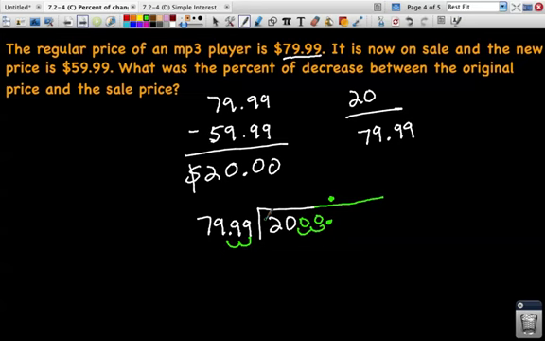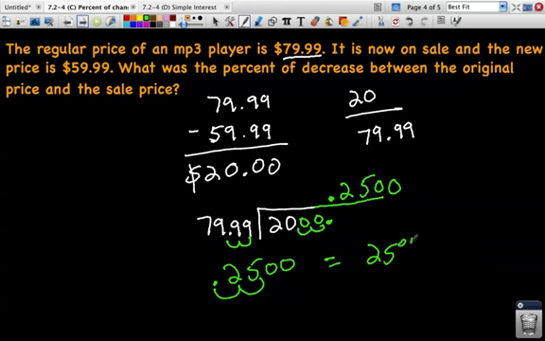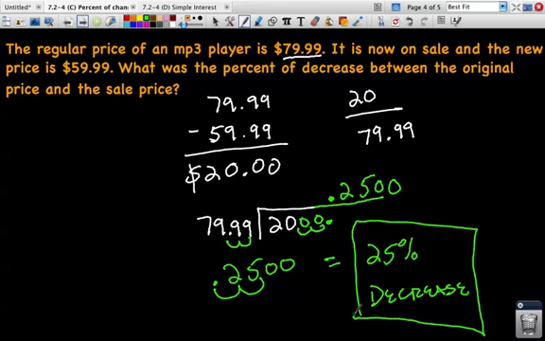And just for the sake of time, because it's going to be a long decimal answer, I'm just going to tell you what the answer was when you do that division. It's going to be something around 0.2500. We're just going to round it off because it keeps going on for a long ways. Now I have my decimal of 0.2500. I can convert this into a percentage by moving my decimal over twice. And when I do that, I'm going to get a 25% decrease. So what that means is that this MP3 player was on sale for 25% off, and it was decreased by 25% to $59.99. And that's it.